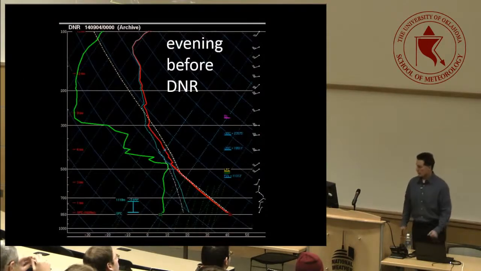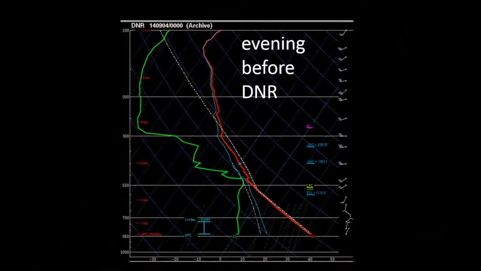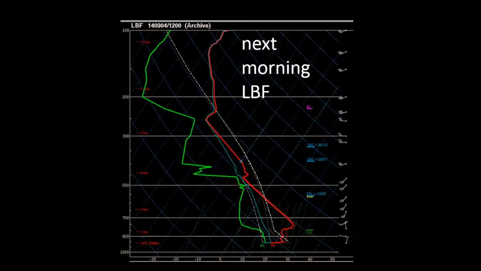Here's the evening before. Now, Denver, again, same elevation roughly as Albuquerque, very deep surface-based mixed layer, all the way up to 500 millibars, dry adiabatic. And it's a dry mixed boundary. And there's a little bit, it might have even been some high-base convection with that sounding.